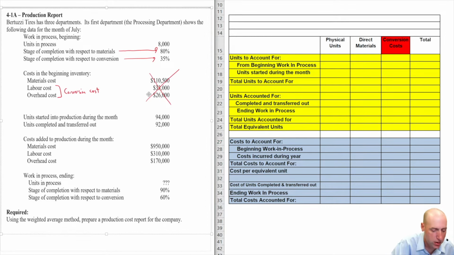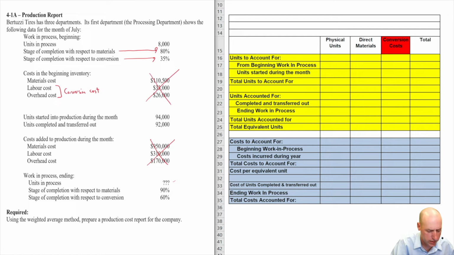Units started in production, units completed and transferred out. Okay, a couple of numbers there. And then more costs. And then units in process ending. There's a question mark. I don't know what I'm going to do with that yet. And a couple more percentages. Okay, the first part of the problem, we don't care about percentages. We only want to know about units. So there's really only 3 numbers we're given. These 3, because the rest are costs and percentages. So we're scanning for unit numbers.